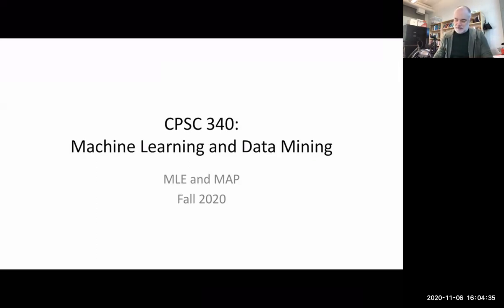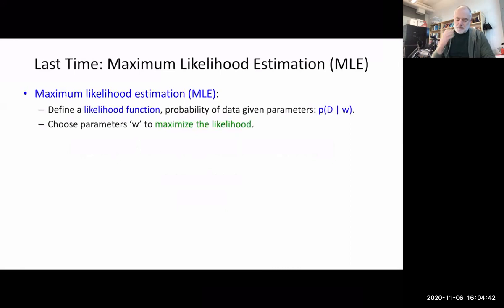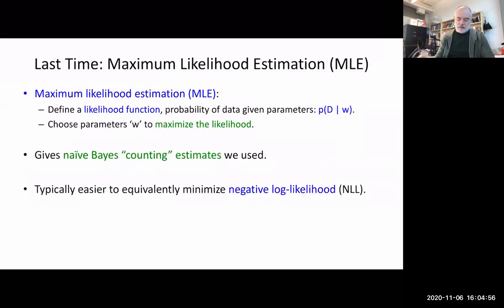Yes, oh, Canada, indeed. Okay, we're going to talk about maximum likelihood estimation in MAP today. So last time we did maximum likelihood estimation, we said that there's a likelihood function. It's the probability of the data given the parameters, and we choose the parameters W to maximize the likelihood. And it gives the naive Bayes counting estimates we use, and it gives lots of things. We're going to talk about it a bunch today, so don't worry.